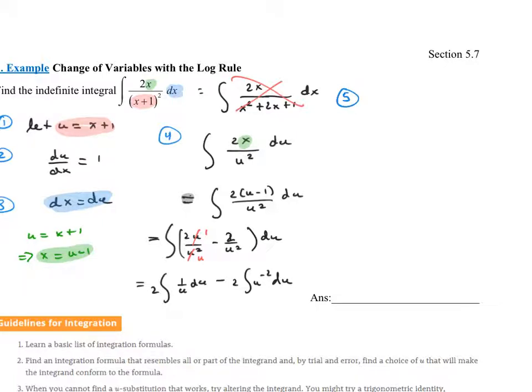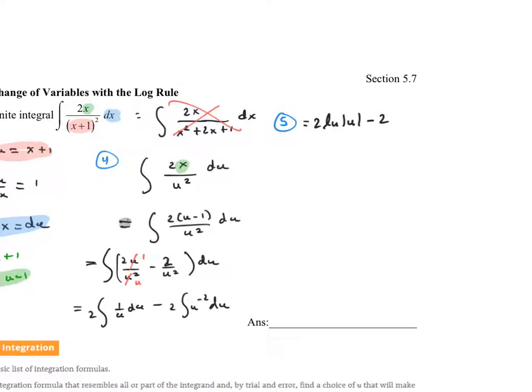So what's the integral of 2 times 1 over u? Well, that would be equal to 2 times the natural log of the absolute value of u. Then we have minus 2 times the integral of u to the negative 2. Well, using the power rule, that would be u to the negative 1 over negative 1. Of course, we have our plus c. Let me clean that up a little bit. This is 2 times the natural log of the absolute value of u. The negatives cancel, so I'm going to end up with plus 2 over u plus c.